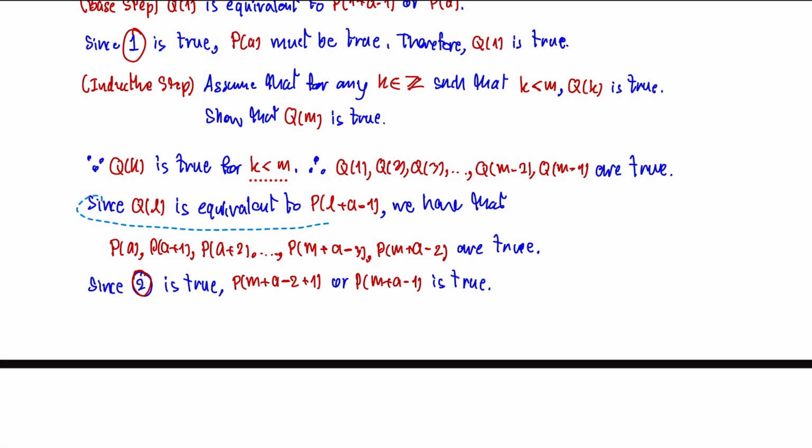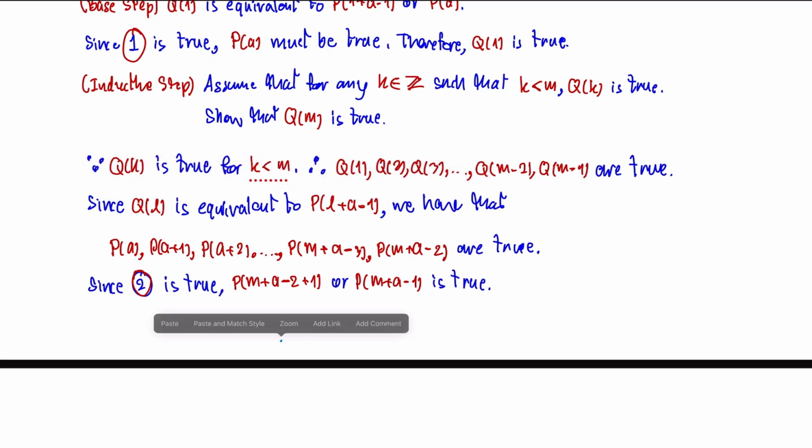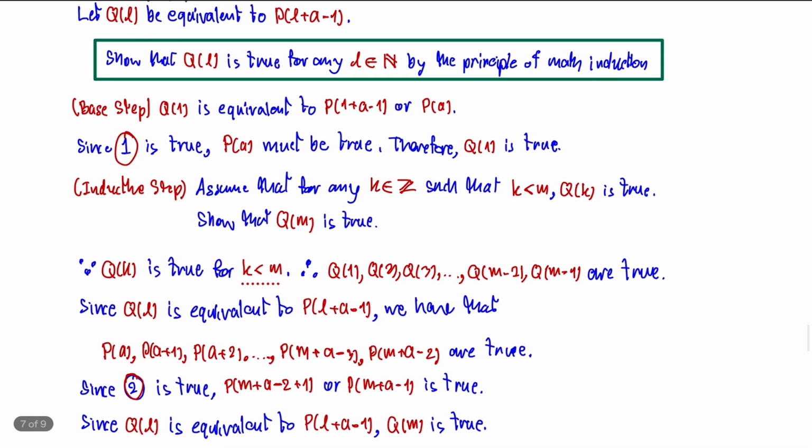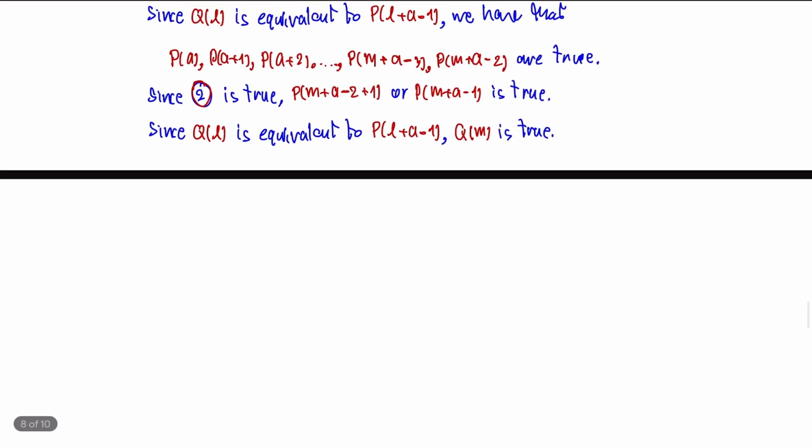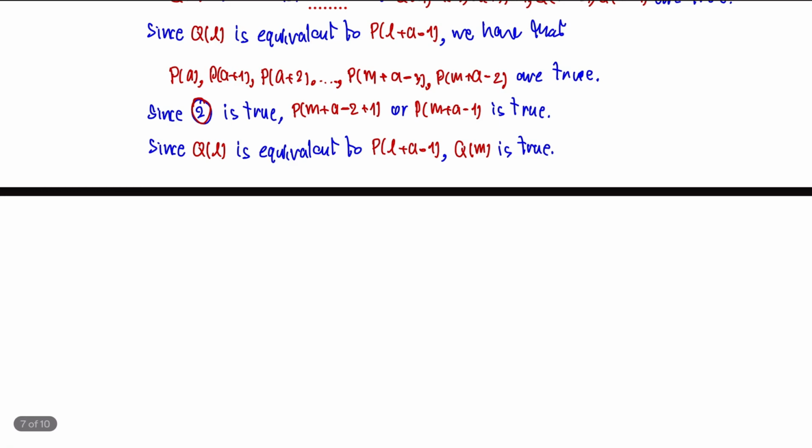Since this statement Q is true, since Q of L is equivalent to P of L plus a minus 1, and Q of m is true, what can we do next? We've just shown that Q of m is true. So this satisfies the second principle of mathematical induction. So by the second principle of mathematical induction, what do we have?